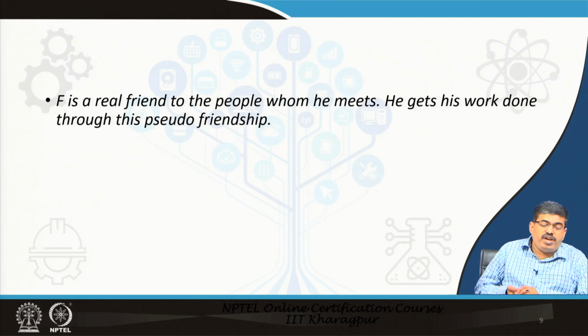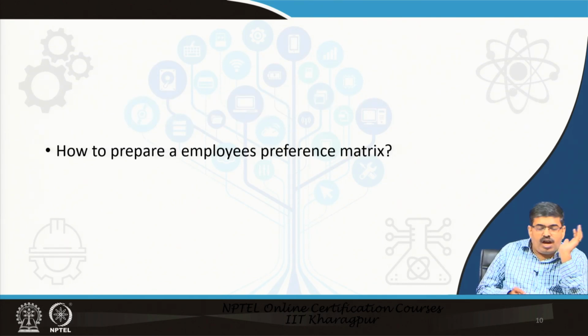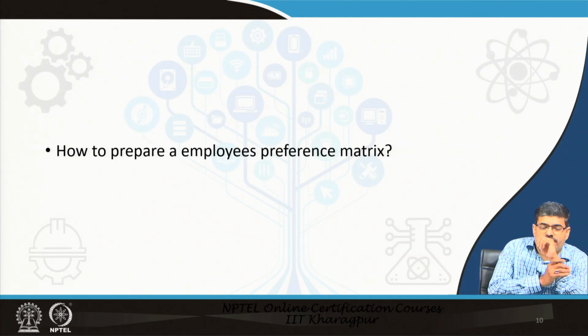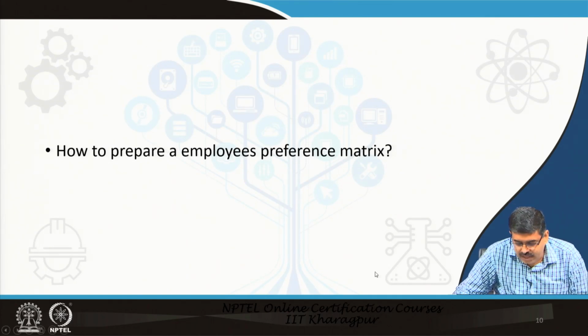F is a real friend to the people whom he meets. He gets his work done through this pseudo friendship. How to prepare an employee preference matrix? So, we have some information and we will try now. Let us see how to do it.